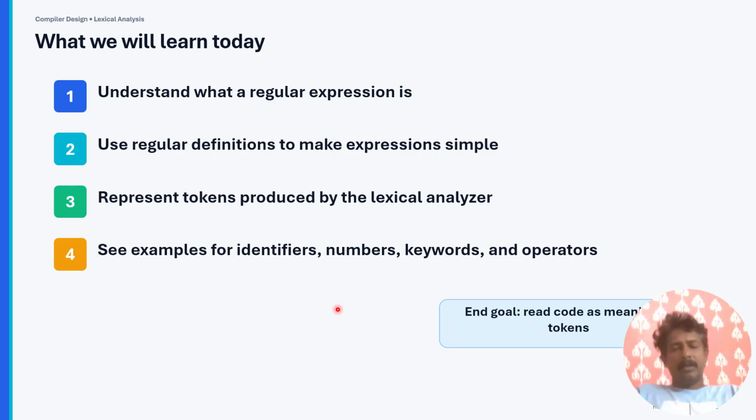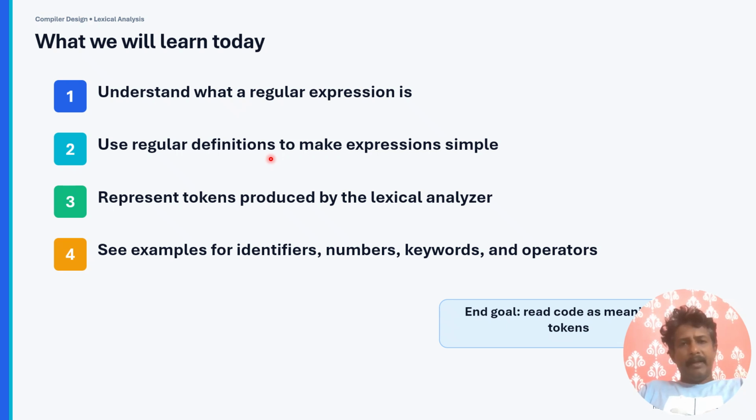In this section, we will cover four main ideas. First, we will see what regular expressions are. Second, we will see regular definitions. Regular definitions are used to give short names to long patterns. Third, we will understand token representation. So, what is a token?